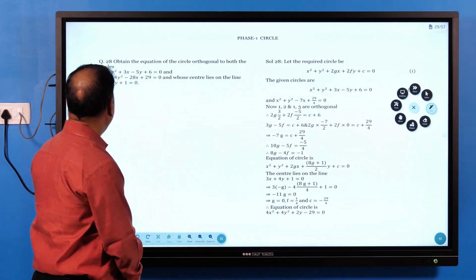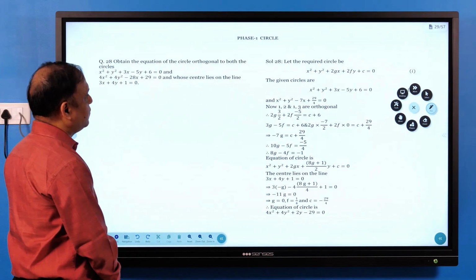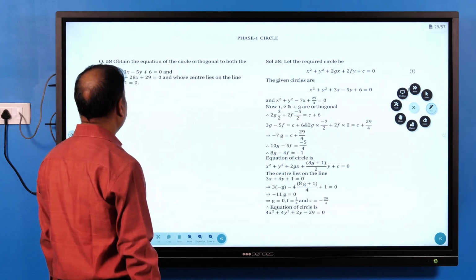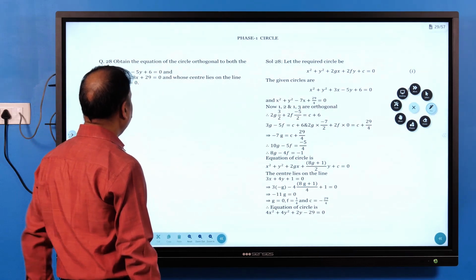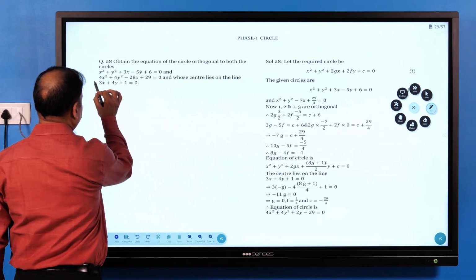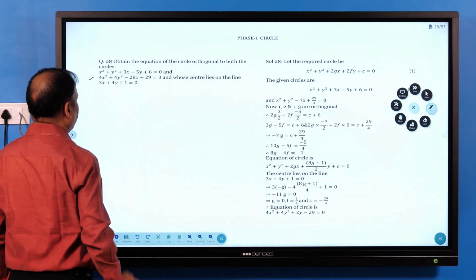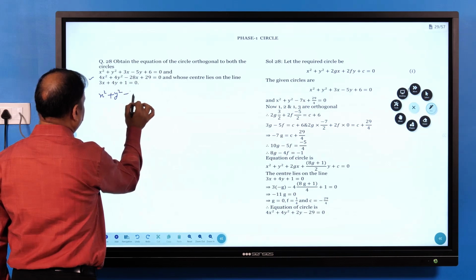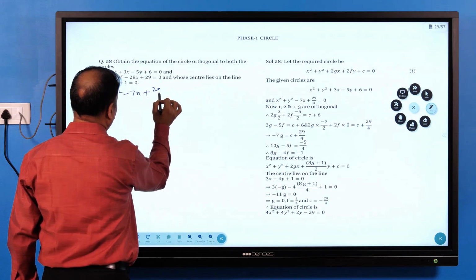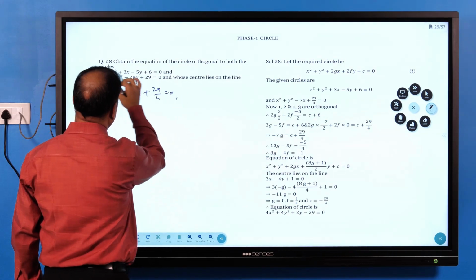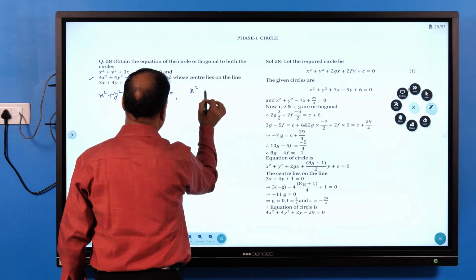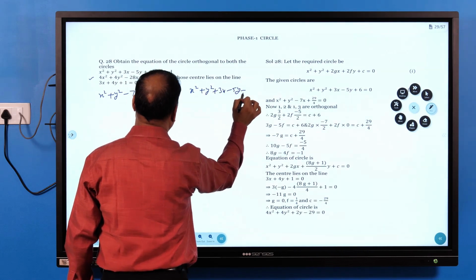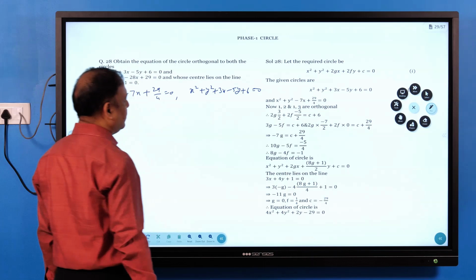So now come to question number 28, exercise 1, phase 1, circle chapter. Obtain the equation of circle orthogonal to both circles. These circles are given. So first of all, observe these coefficients are not 1. So I will divide by 4. So x square plus y square minus 7x plus 29 upon 4 is equal to 0. Another circle is x square plus y square plus 3x minus 5y plus 6 is equal to 0.